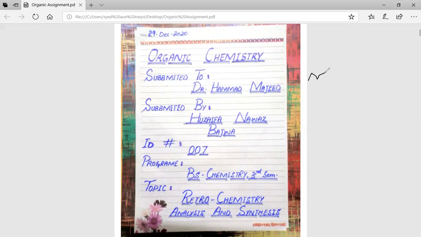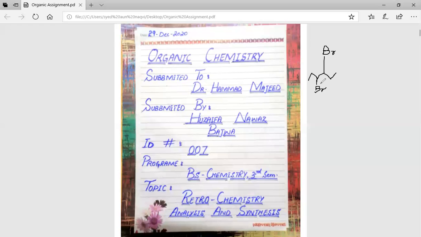Here, carbon number 1, 2, 3, 4, 5, and here is carbon number 6. The compound which I wish to synthesize from acetylene is 3,4-dibromohexane. Carbon number 3 and carbon number 4 each contain a bromine atom, two bromine atoms in total.